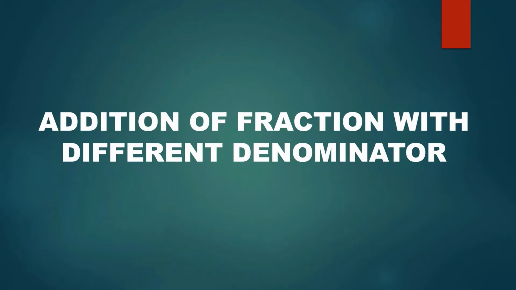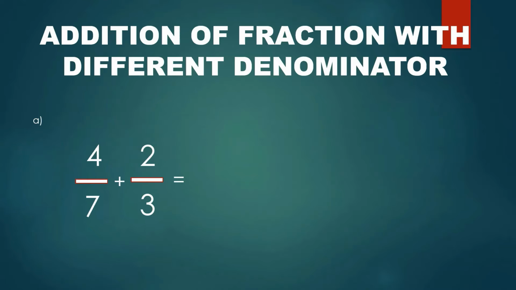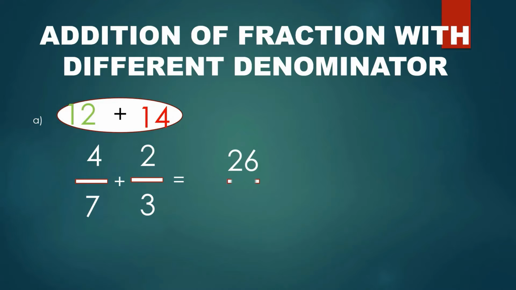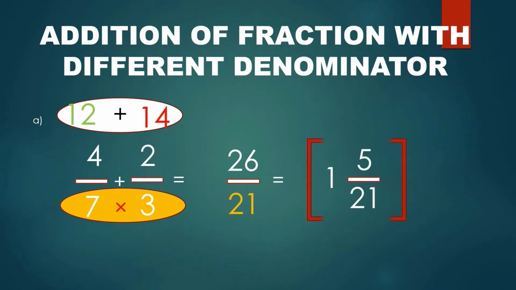Addition of fraction with different denominator. Four multiply 3 equals 12. 7 multiply 2 equals 14. 12 plus 14 equals 26. 7 multiply 3 equals 21. Final answer is 1 and 5 over 21.